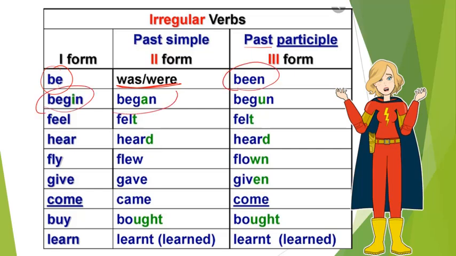So in the past participle form, it is been. Similarly, begin, began, begun. Feel, felt, felt. And more words are here in this table. So this you'll have to remember because they're not following any rule. Come, came, come. The base form and the past participle form are the same, but the simple past tense is different. So you will have to remember these things.